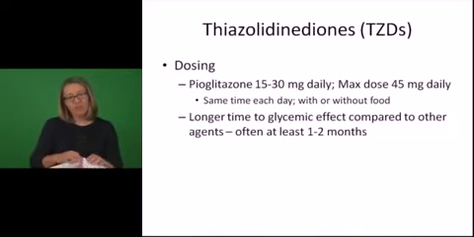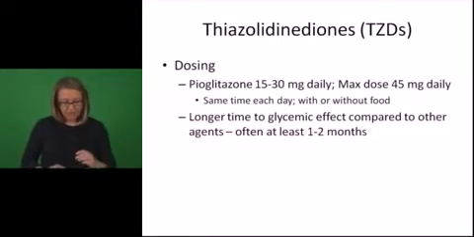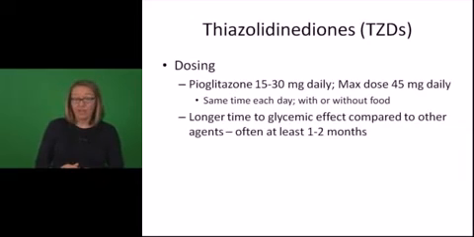The dosing: pioglitazone is dosed 15 to 30 milligrams once a day. Its maximum dose is 45 milligrams once a day. We counsel patients to try to take it at the same time every day, with or without food, and most patients will take it with their first meal of the day, for instance, which would be breakfast.